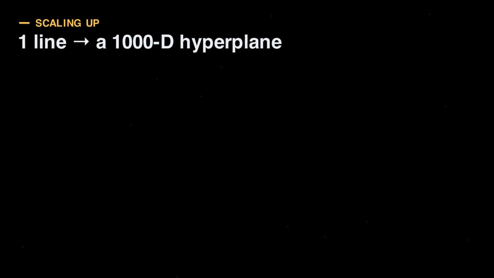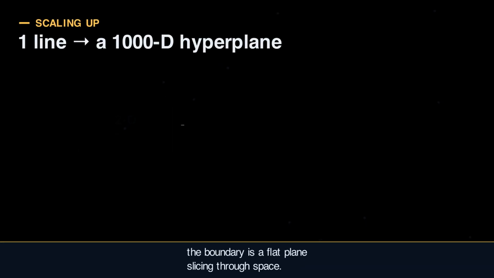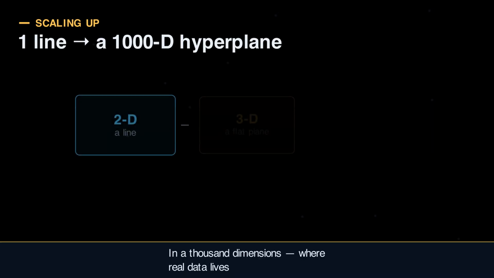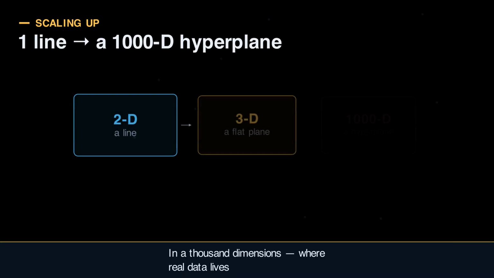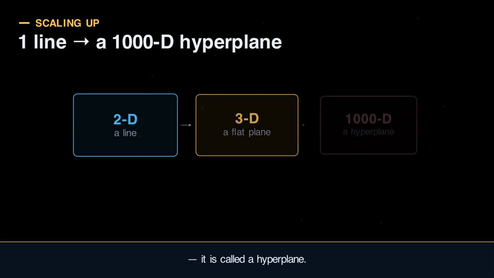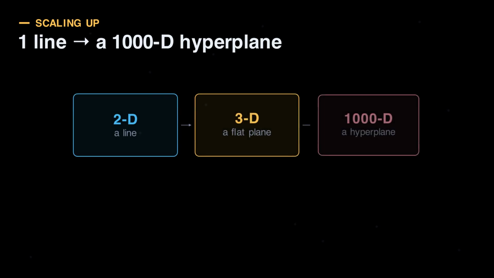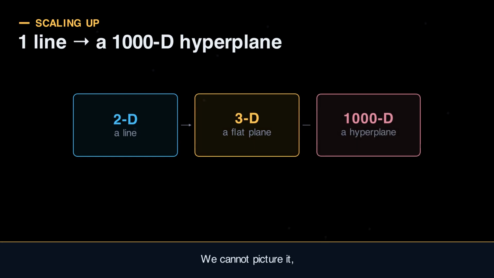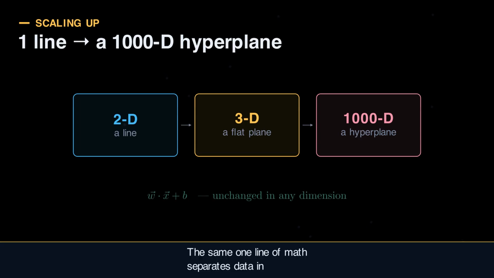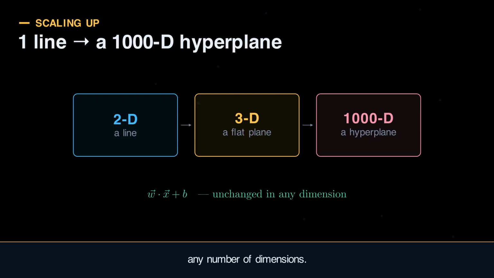Now scale up. In 3 dimensions, the boundary is a flat plane slicing through space. In 1,000 dimensions, where real data lives, it is called a hyperplane. We cannot picture it, but the equation is unchanged, W.x plus B. The same one line of math separates data in any number of dimensions.